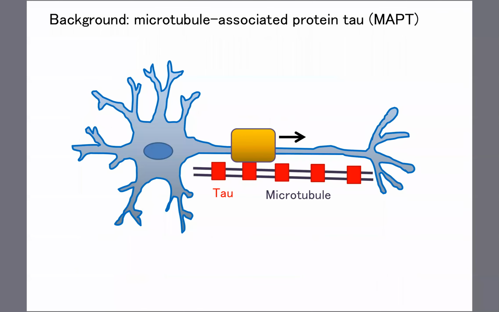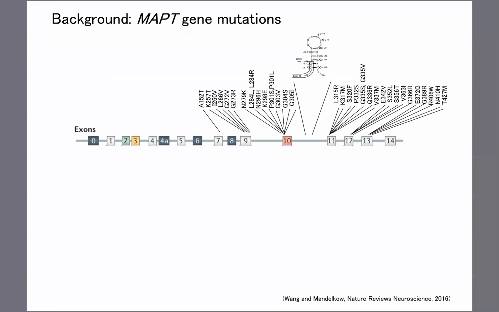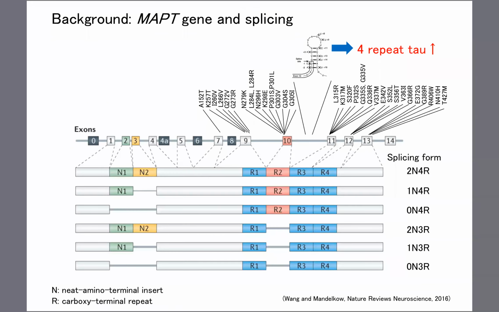Tau is an axonal microtubule-associated protein that contributes to the stabilization of microtubules. Mutations in the tau gene MAPT cause FTLD. There are 6 tau isoforms, the result of splicing of exons 2, 3, and 10. Alternative splicing of exon 10, encoding the microtubule binding domain, generates 3-repeat tau or 4-repeat tau. Interestingly, both exonic and intronic mutations in MAPT cause FTLD.